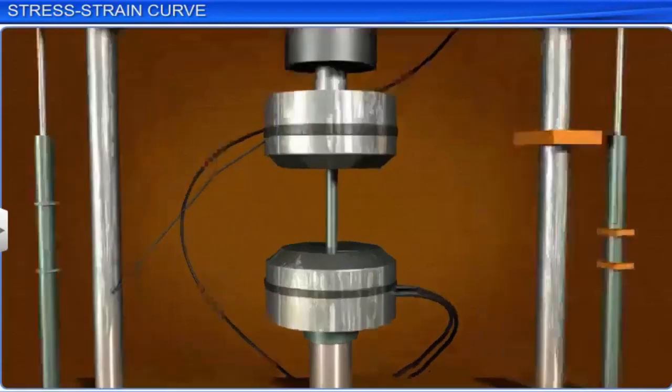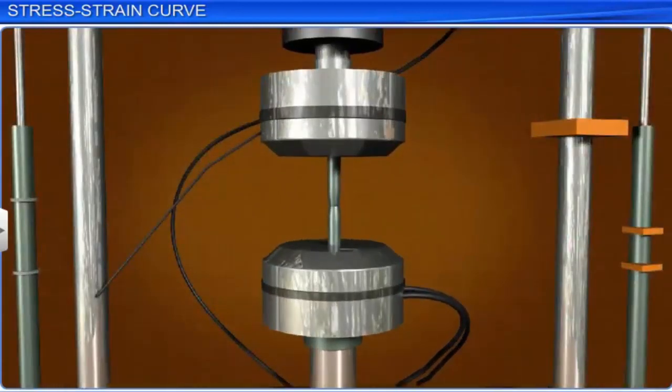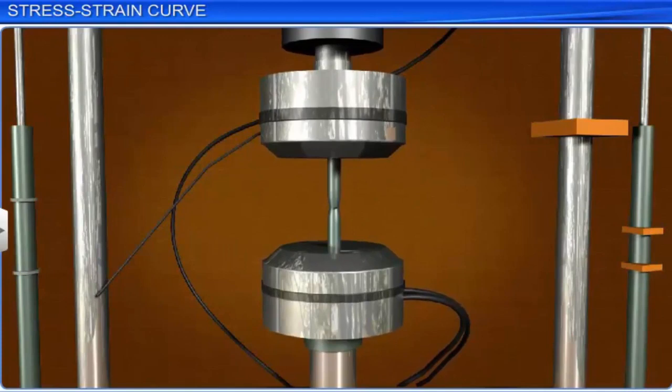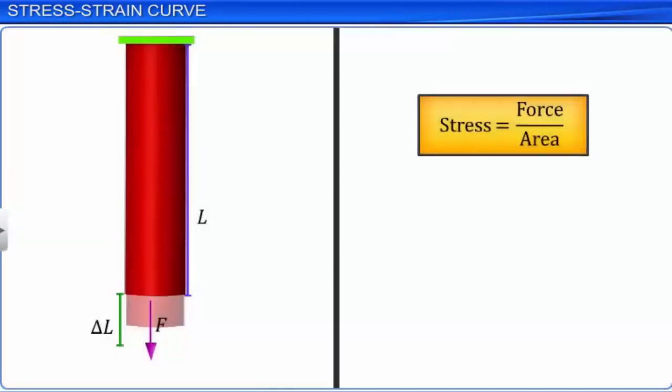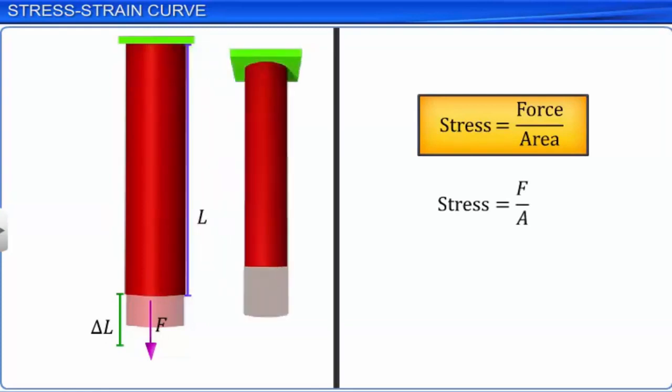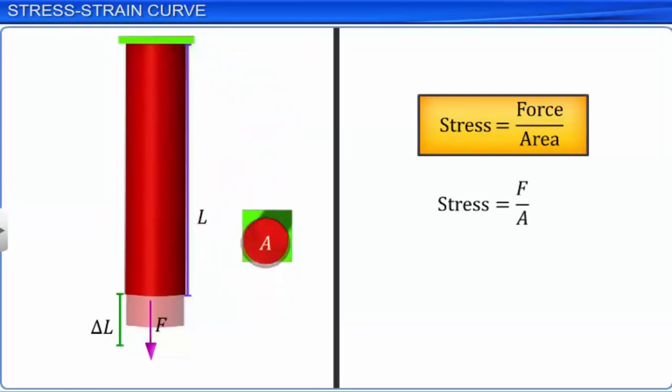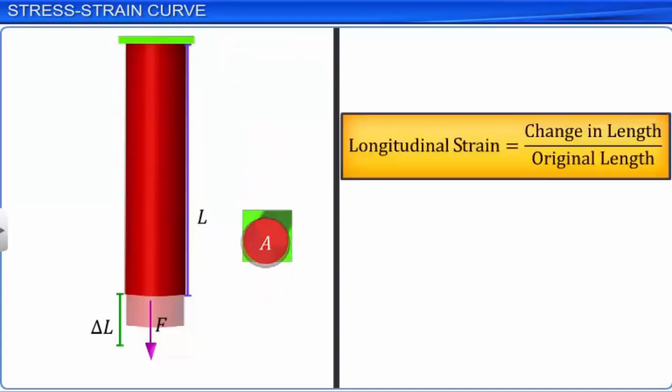A machine used for stress testing is shown on the screen. The two ends of the rod are held between the top and bottom grips. One end is fixed and the other end is pulled to apply a precise load. The stress is calculated by dividing the load F by the original area of cross-section A of the rod. The strain is calculated by dividing the elongation delta L by the original length L of the rod. A typical stress-strain graph is shown.